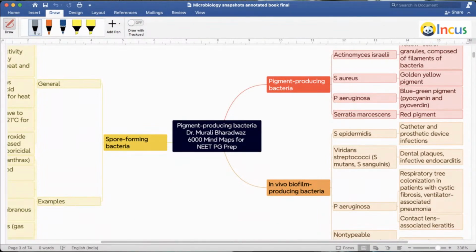Let me pick up the pen. Which color do you want? Blue. Okay.